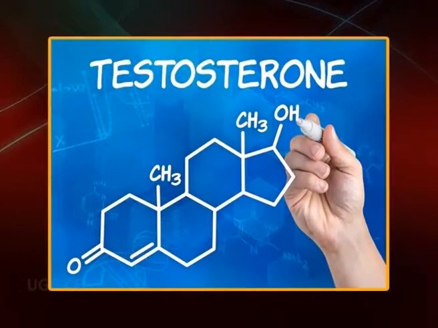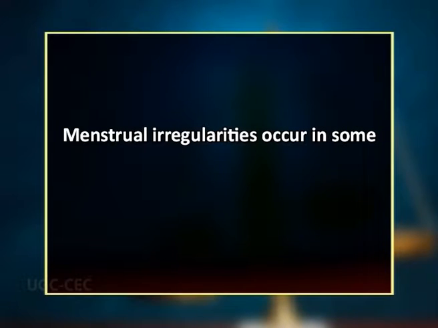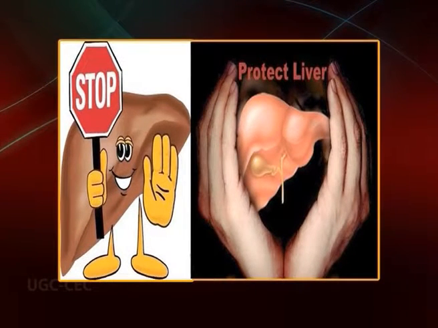The most important drawback of ketoconazole is its hormonal effects. It decreases androgen production from testes and displaces testosterone from protein binding sites. Menstrual irregularities occur in some women due to suppression of estradiol synthesis. Mild and asymptomatic elevation of serum transaminase occurs in 5% of patients, but serious hepatotoxicity is infrequent. It is contraindicated in pregnant and nursing women.